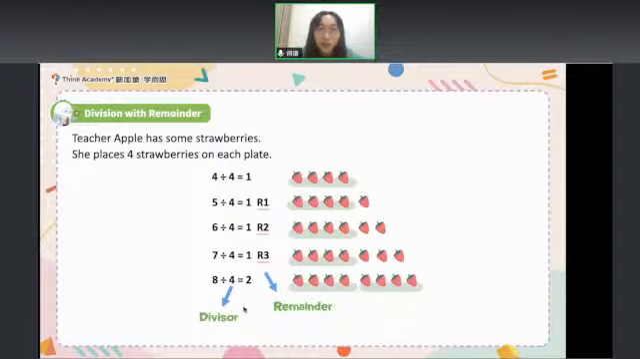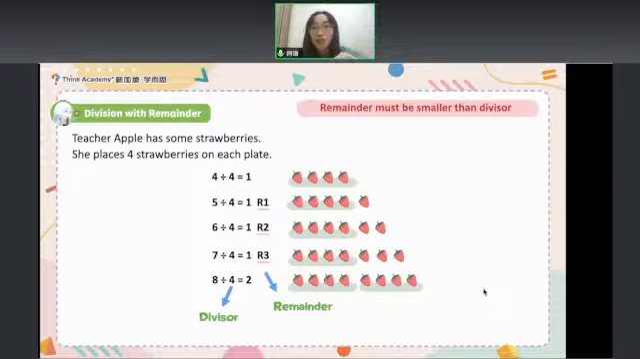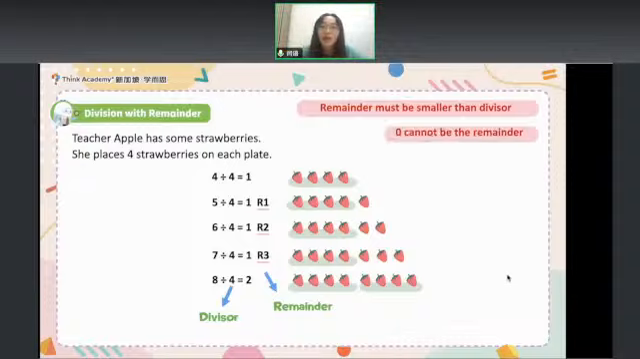So for divisor and remainder, actually you can find the relationship between them, right? That is the remainder must be smaller than divisor. Since the divisor is 4 here, so actually what is the remainder? Remainder can be 1, can be 2, can be 3, cannot be 4, okay? As long as you reach 4, so actually we need to add 1 for quotient, okay? So following this, also pay attention, that is for number 0. 0 cannot be the remainder, okay?